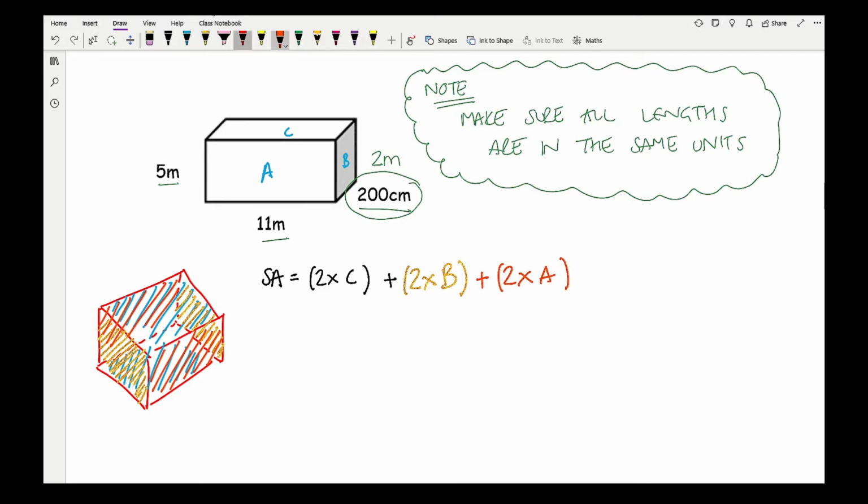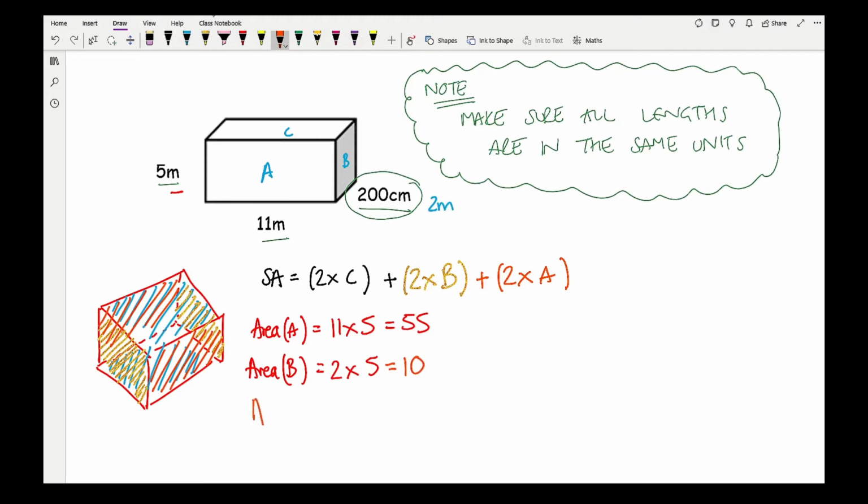Now working out the area of A, well, that's going to be 11 times 5, which is 55. And then working out the area of B, well, that's going to be 2 times 5. And I've just noticed that that 2 meters looks like it's also the height. Actually, let's write it here. So it's 2 times 5, which is 10.